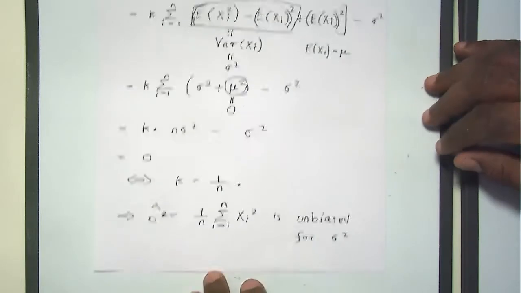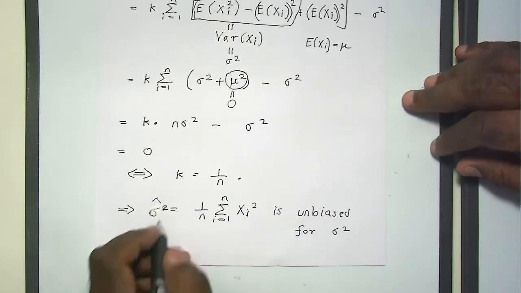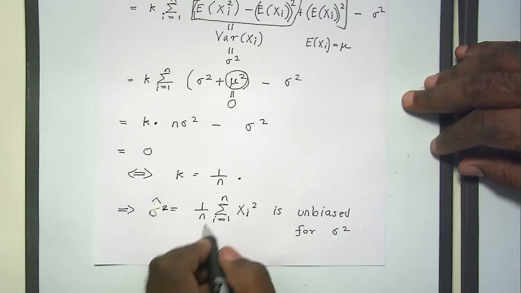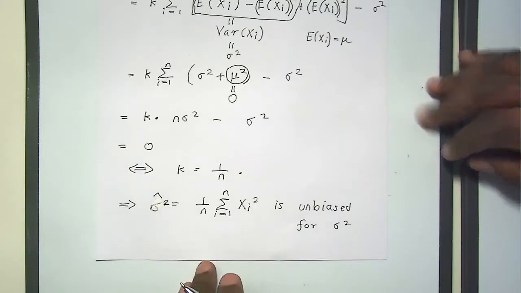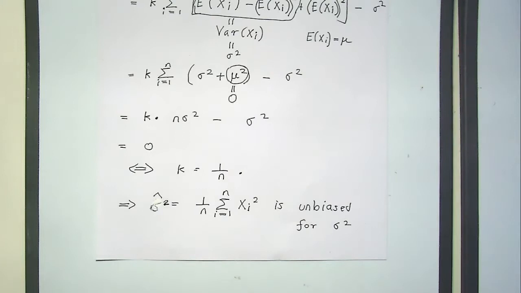Alright guys. So sigma squared hat with k equal to 1 over n is unbiased for sigma squared. Any questions on this, guys, or no? Are you okay with this, or everybody okay? Yes? Alright, the second part of the question is to assume normality and show what the sampling distribution is.